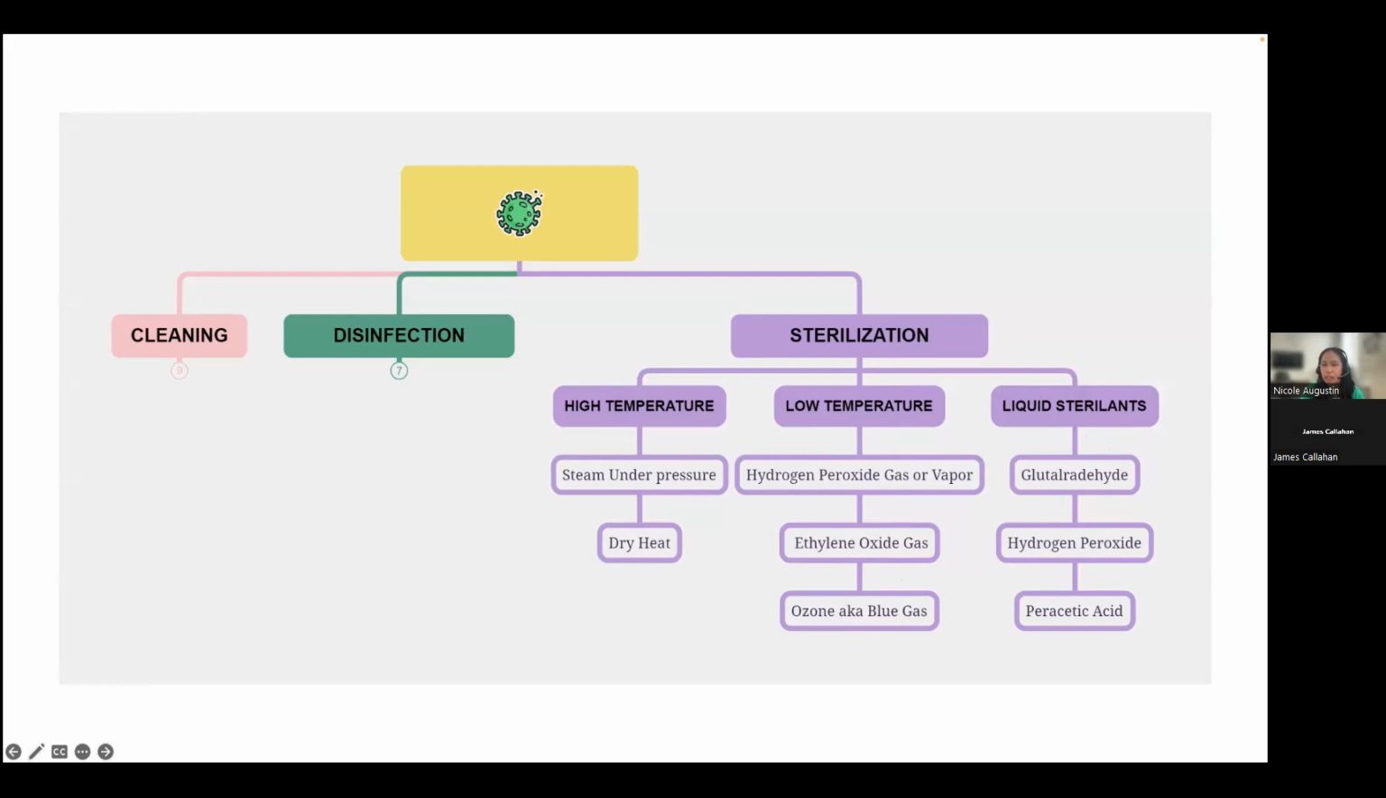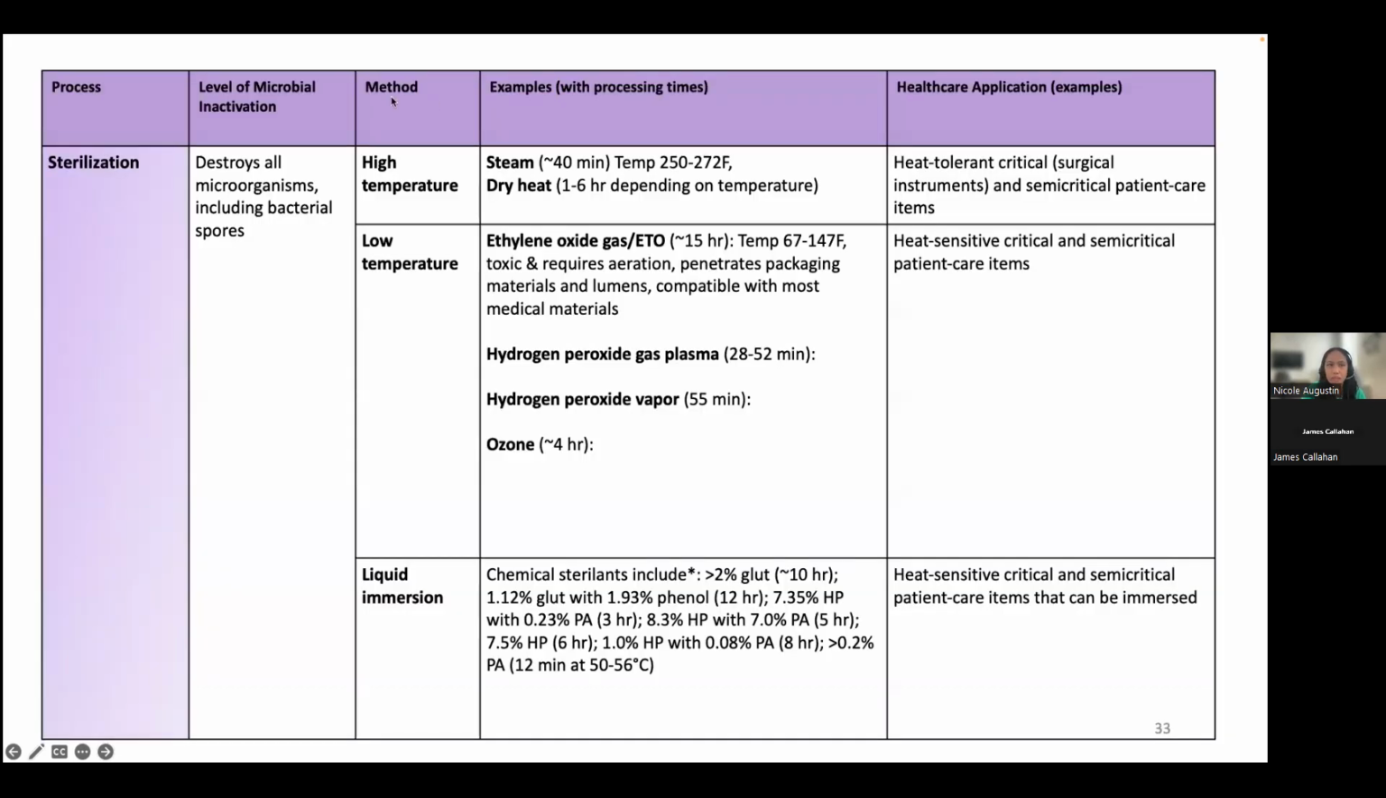Back over here. High temperature, heat tolerant critical surgical instrument, and steam. You would need a temperature of 250 to 272 Fahrenheit. As mentioned over here in this table, again, this is from the APIC text chapter 31. High temperature includes steam and dry heat. Steam is not toxic to the patient, staff, or environment, which is an advantage. One of the disadvantages of steam is that it's detrimental for any heat-sensitive instrument. And if instruments are left wet, there's a chance for rust.